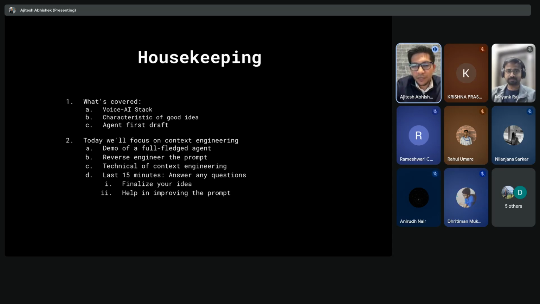We'll start with a small demo of a full-fledged agent, and we'll then reverse engineer what are the prompts, tools, and other things that have gone into building this agent. I will come back and then discuss the context engineering aspect of building an agent, and then I'll leave the last 15 minutes for any questions. So today's session will be for 30 minutes. We'll go till 7:30. So we might have a couple of minutes there, and we'll later stay here for 15 more minutes and answer any questions.